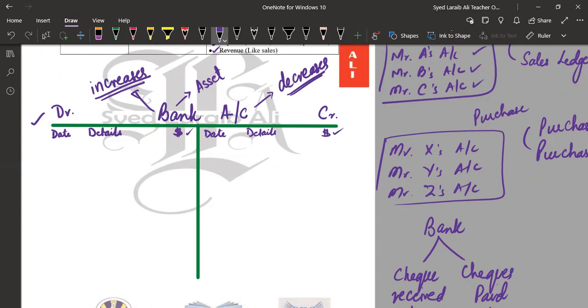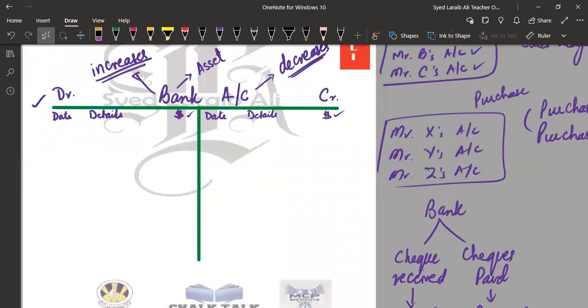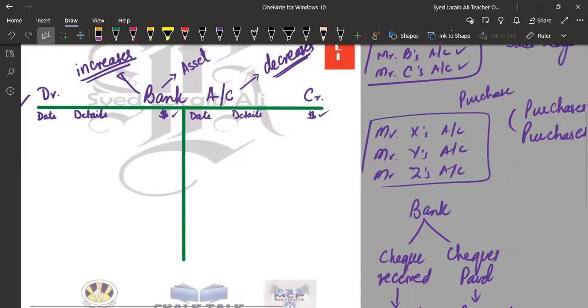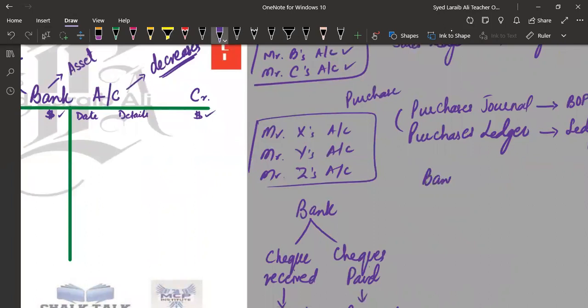For example, the first transaction is, let me tell you the first transaction. I'm just reading it for you. Now, for example, the owner has invested an amount of 100,000 in the bank. Invested in the bank means the owner has just started the business and he has invested an amount directly in the bank. So from the business point of view, the transaction would be: bank would be recorded on the debit side and capital would be recorded on the credit side. It means this transaction has affected two different items.